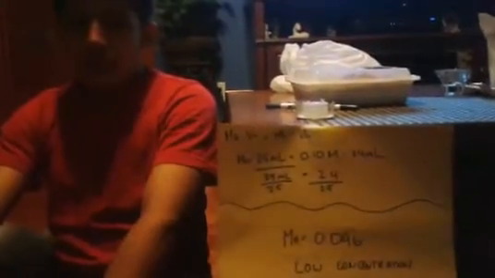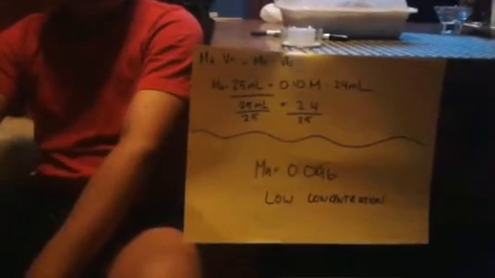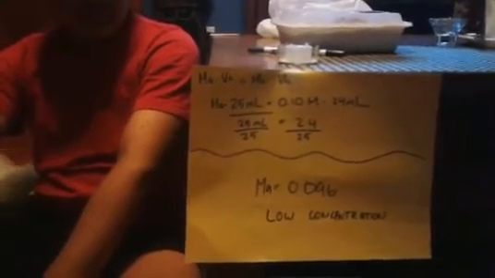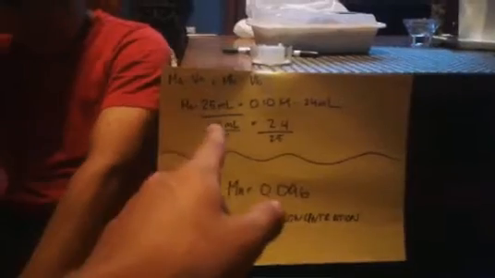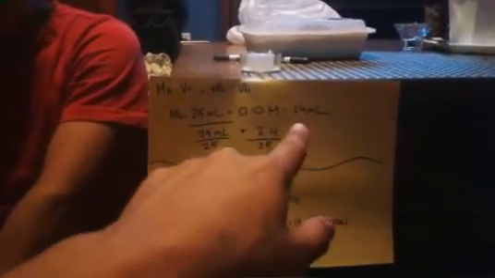Hello class. Today I'll be teaching you how to find the concentration of the reaction that we did. You see here MA times VA equals MB times VB. M is the molarity and V is the volume. A is the acid and B is the base. We fill in the information that we already have. You see there 25 milliliters of acid that was in the beaker, 0.10 molarity NaOH that was in the burette, and 24 milliliters that made the neutralization reaction occur.